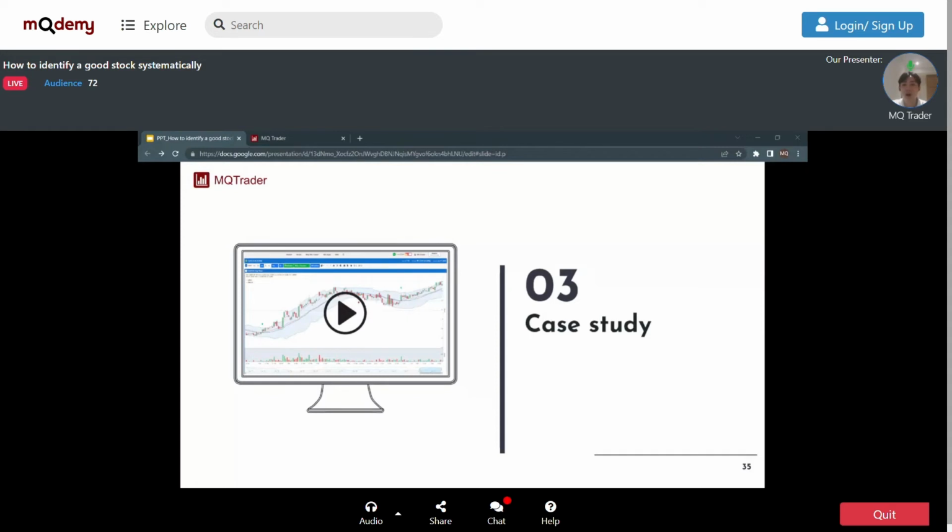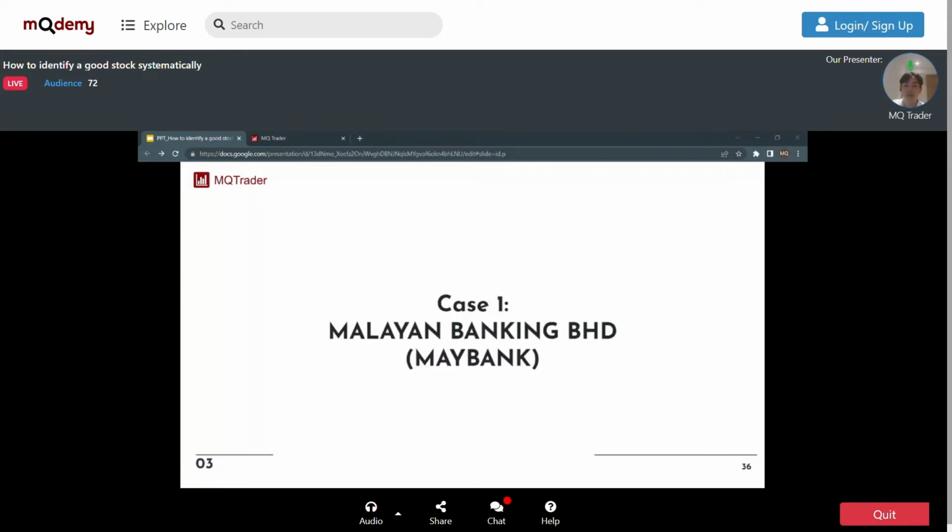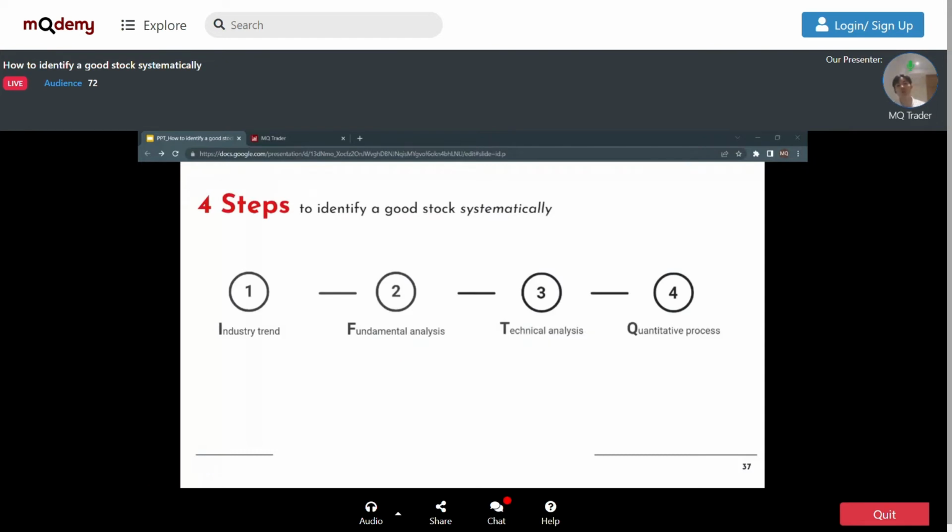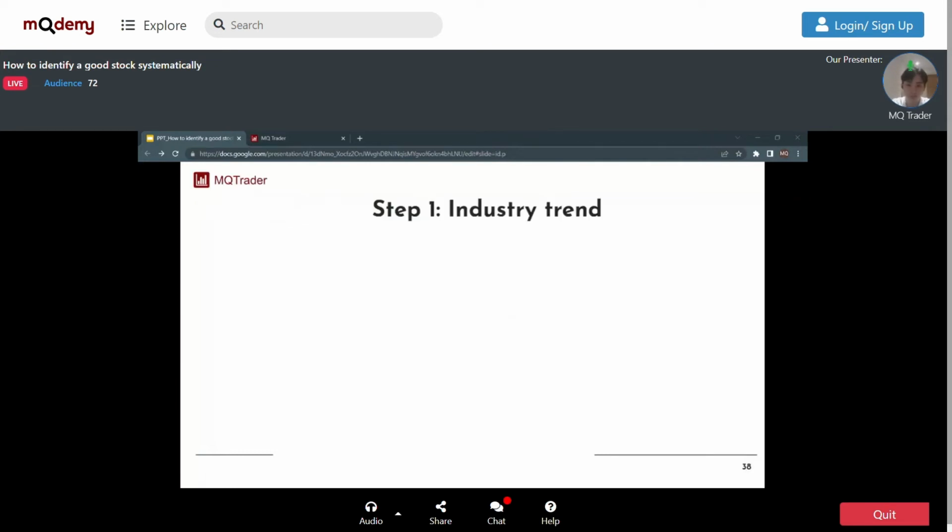Now it's time for our case study, as we apply the four steps that you learned just now to real-life stocks to make sure that you understand it better. The first case study example is our famous bank company, Maybank. As we said before, we will use the four steps to identify whether a stock is good or bad, starting with industry trend as our first step.